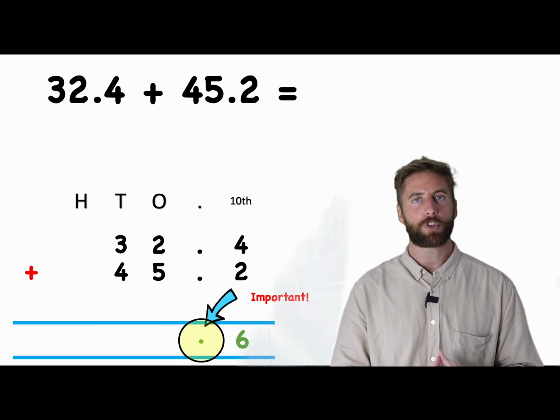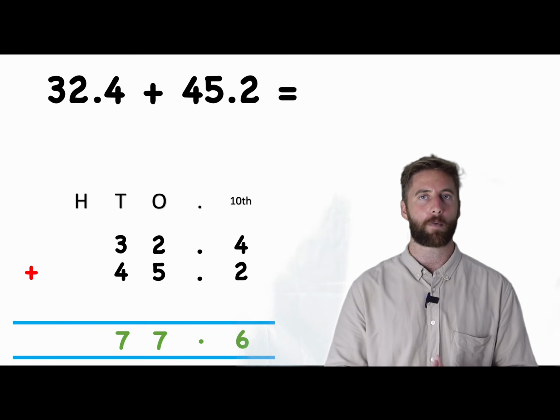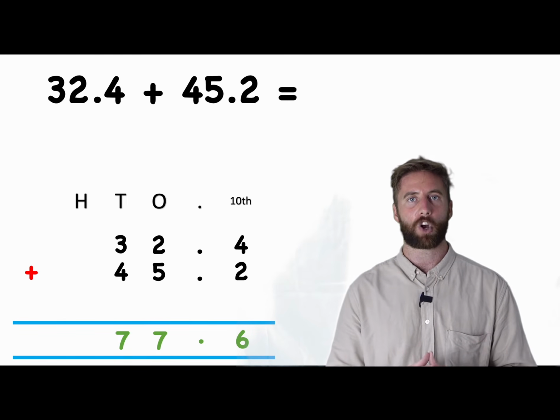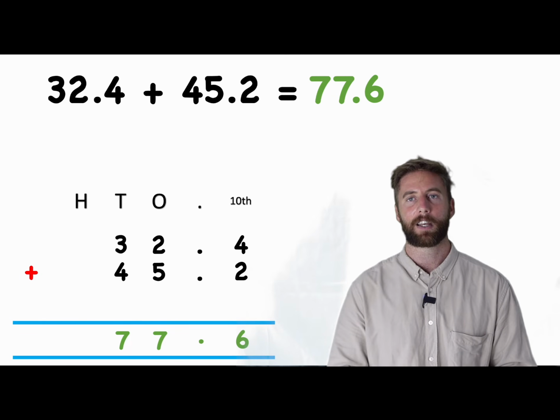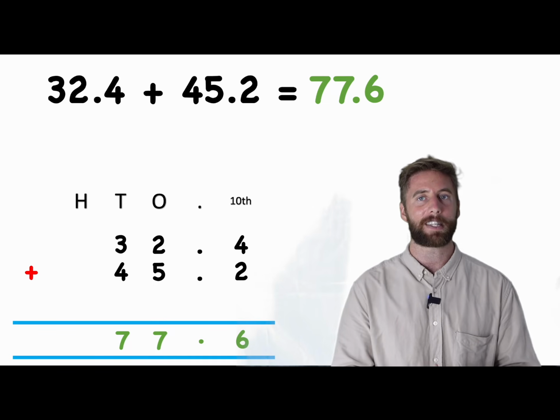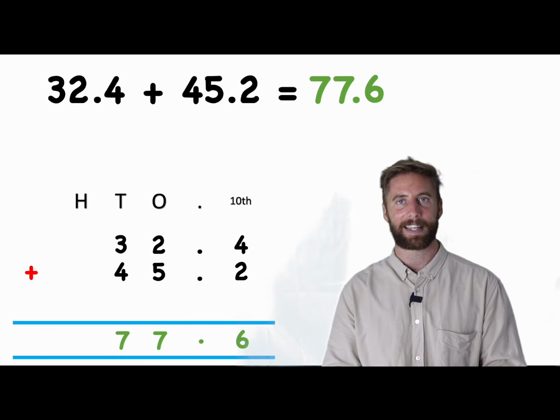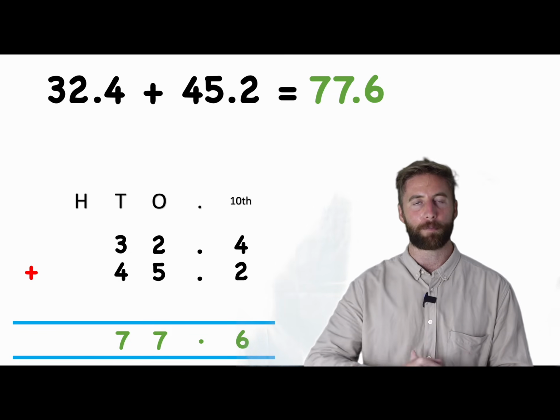Now I'm ready to add up my ones column. I have 2 ones added to 5 ones equals 7 ones. Now I can do my tens column. 3 tens plus 4 tens is 7 tens. So therefore my answer is 77.6. That point is really important.